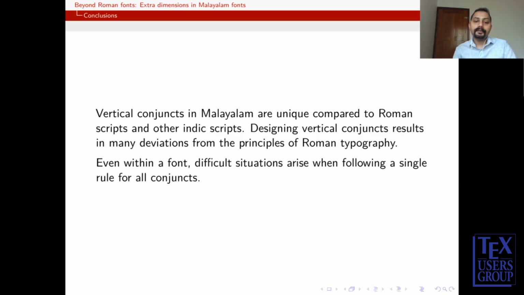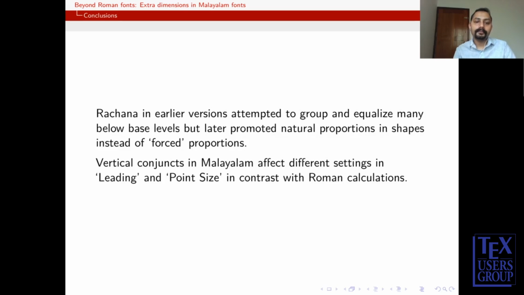And even within a font, we have difficult situations when we follow the same rule for all the vertical conjuncts. So the previous versions of Rajana font from 1999 to 2020 followed a constant level of height, which we have seen in the equalized height with a forced set of proportions. But the vertical conjuncts affect the line spacing or the leading and the point size calculation in comparison with the Latin font size.